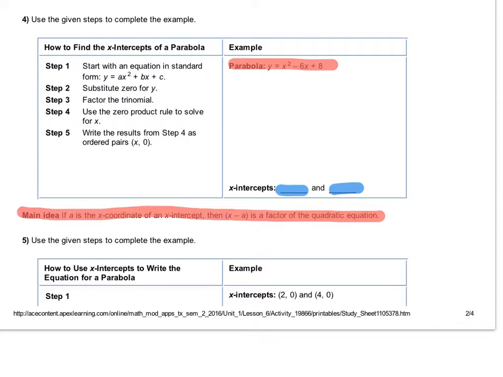The first step that we want to do is start with an equation in standard form where y is equal to ax squared plus bx plus c. And we got lucky, because we got something right over here in standard form. Then it says substitute a 0 in for y. Let's do step 2. So I put a 0 where you got a y. That was step 2. And then it says factor the trinomial.